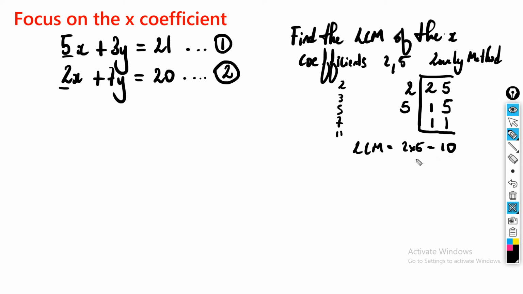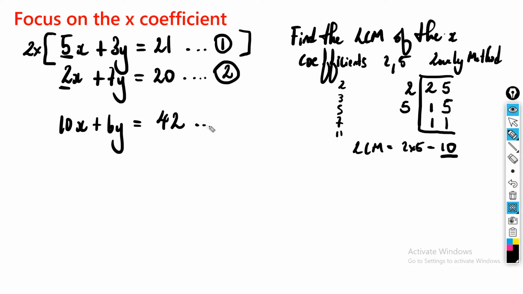Cool. So since we have this 10 now, guys, we kind of realize that we can actually make these two x coefficients 10. And how do we do that? Well, the first thing we're going to do here is we're going to multiply this equation by 2. So everything in the equation will multiply by 2. And we're going to get 10x plus 6y is equal to 42. And we'll call this equation 3.